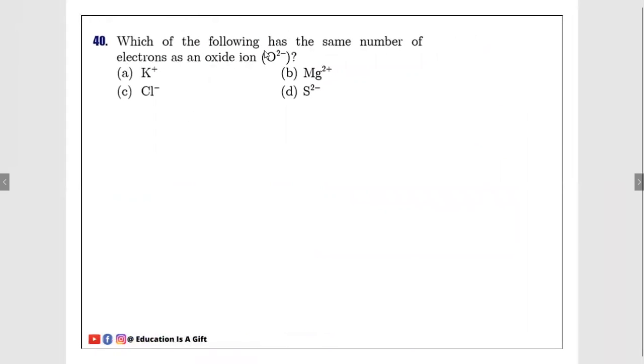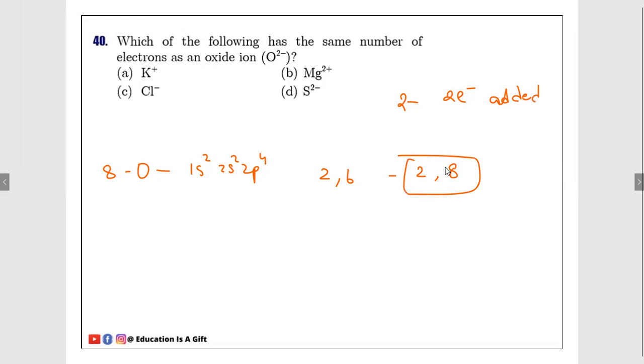40. Which of the following has the same number of electrons as an oxide ion, O2-? Basically O is 8. 8 means 1s2, 2s2, 2p4. Simply to say 2, 6. But what is the meaning of 2 minus? 2 minus means 2 electrons got added. So if you add 2 electrons, it will become 2, 8. 2, 8 means atomic number 10. Atomic number 10 is neon. Sorry, nitrogen, oxygen, fluorine, neon.